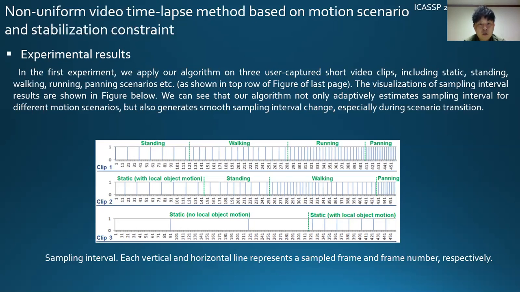The visualization of the time-lapse results is shown in this figure. We can see that our algorithm not only adaptively estimates the sampling interval for different motion scenarios, but also generates a smooth sampling interval chain, especially during a scenario transition.